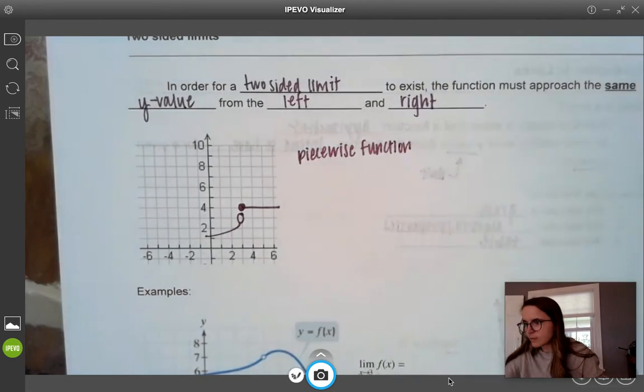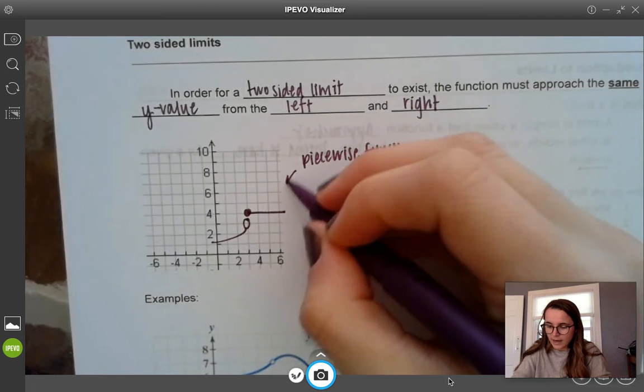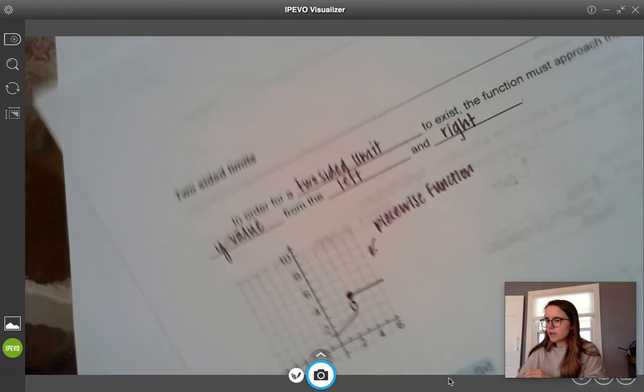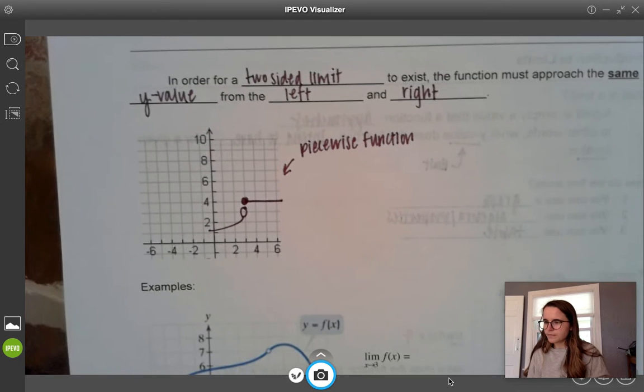I think I spelled piecewise right, but I am terrible at I before E rules. Just can't figure it out. All right, so oops, see daisies.